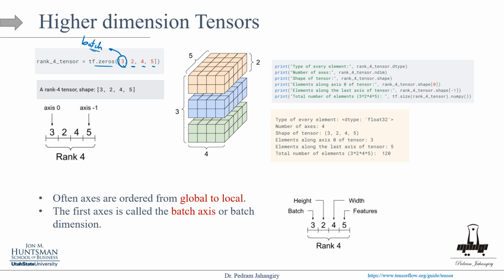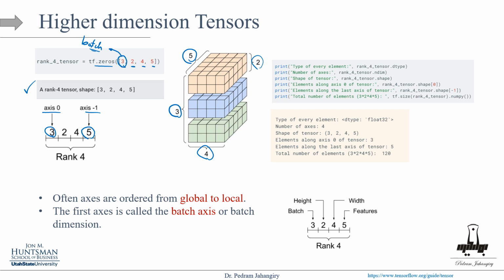Then the second one, 2, 4, 5, it's basically our rank 3 tensor, right? So we can think of it as, look at that, I have 3 batches of data, and then for each of them we have, let's say 2 is height, and then 4 is our width, and then 5 is, let's say, the number of features we have, right? So this is rank 4, and we have, for example, this is axis number 1, this is the last axis, or axis number 3, so 0, 1, 2, 3.